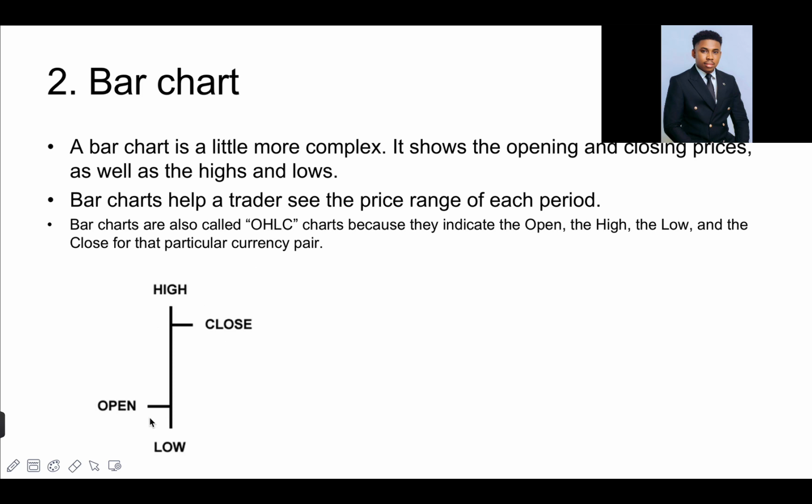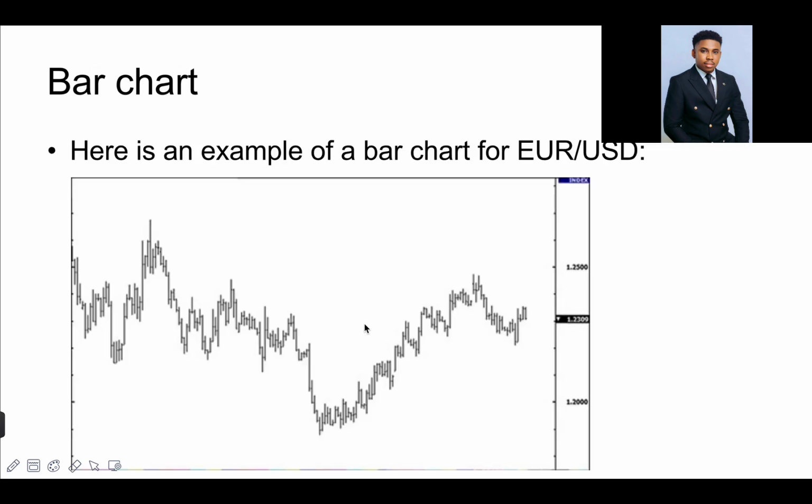And as you can see here, this is what a bar looks like. This is the high, this is the close, this is the open, and this is the low. So price opens here for a period. It goes down, creates a low, goes up, creates a high, and then comes to close at this point. Here's an example of a bar chart for Euro USD. You can see how it looks on the screen here.